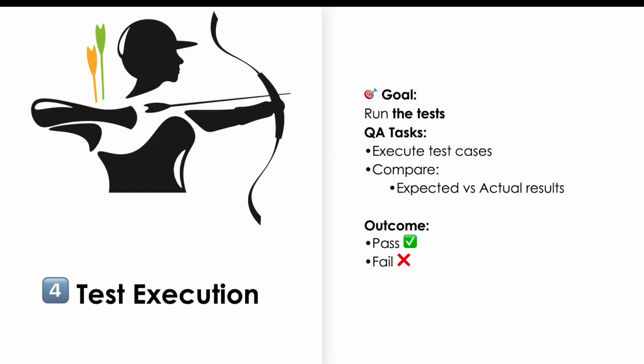Number 4, test execution. The goal is to run the tests. The QA's task would be to execute test cases, compare expected versus actual results. Outcome: either you pass it or you fail it if it does not work.